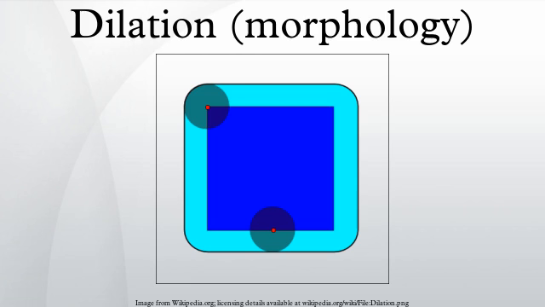Dilation is one of the basic operations in mathematical morphology. Originally developed for binary images, it has been expanded first to grayscale images, and then to complete lattices. The dilation operation usually uses a structuring element for probing and expanding the shapes contained in the input image.